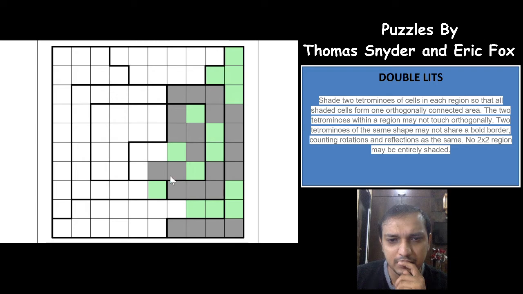So now this cannot be L, right? So this cannot be L because you already have L touching L, so this will have to have at least this cell as shaded cell. Okay, I seem to see something. Okay, I see that this region will need to have at least these 2 cells shaded.